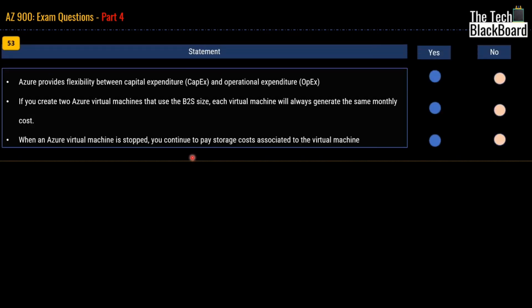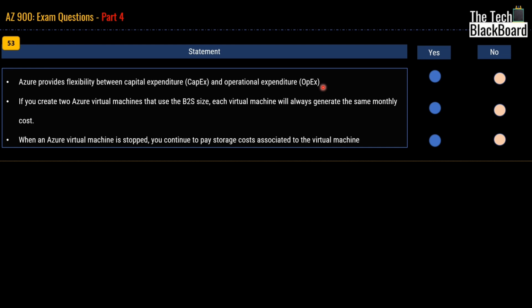Let's move on to question number 53. It's a yes and no kind of question. So let's read the first statement. The first statement says that Azure provides flexibility between capital expenditure and operational expenditure. Now, this kind of question can be really confusing.